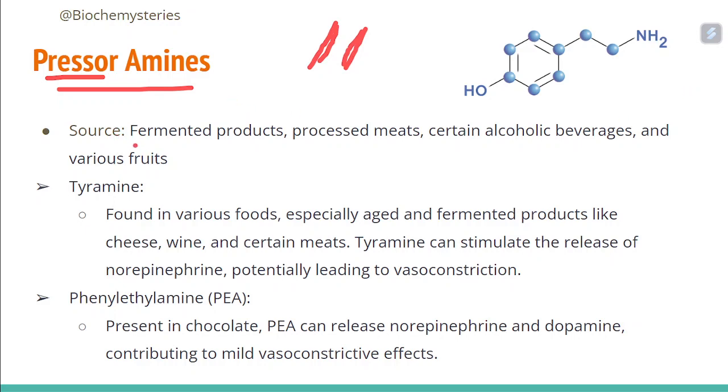If we talk of sources, there are some fermented products, meats, alcoholic beverages, etc. And there are two naturally occurring ones. One is tyramine and one is PEA, which is phenylethylamine. Tyramine is found in some fermented products like cheese and wine, and it will stimulate the release of norepinephrine, which will lead to vasoconstriction. Here is the structure of tyramine, and the same way phenylethylamine.